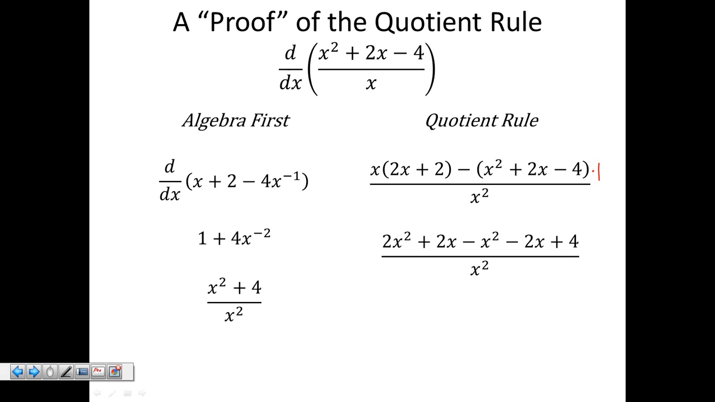Now I'm going to go ahead and distribute the x. Distribute this minus. Remember, this minus goes to all three of these terms. That's why you see the sign change throughout. I combine like terms, and hokey smokes Bullwinkle, I get x squared plus 4 over x squared again. So really just a way to show you that yes, the quotient rule does work.